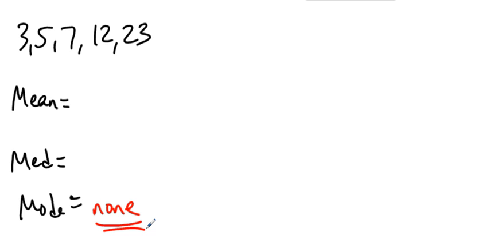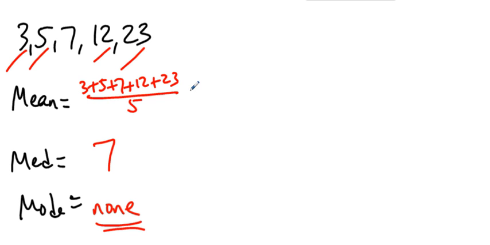To find the median, we line up all the numbers, firing squad style, and then we knock out first and last, and then first and last of what's left, and then what's left is 7. And then to find the mean, that's 3 plus 5 plus 7 plus 12 plus 23 over 5. So that's, what's that? That's 30, 42, 47, 50 over 5, and that's 10. Sounds fair.